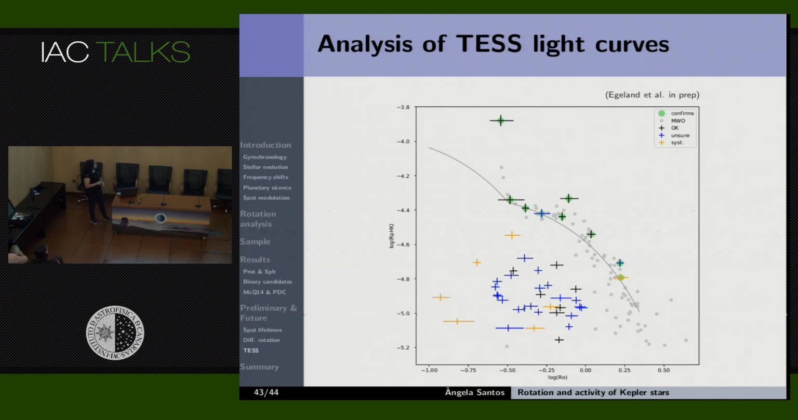rotation period. So the Rossby number here is the ratio between the rotation period and the convective turnover timescale. And this in gray is the expected relation based on Mount Wilson targets. And we can see that most of the stars fall below the line. And this is probably because for some of the stars we are measuring a lower limit of the rotation period. And again, this is related to the short light curves that we have from TESS.